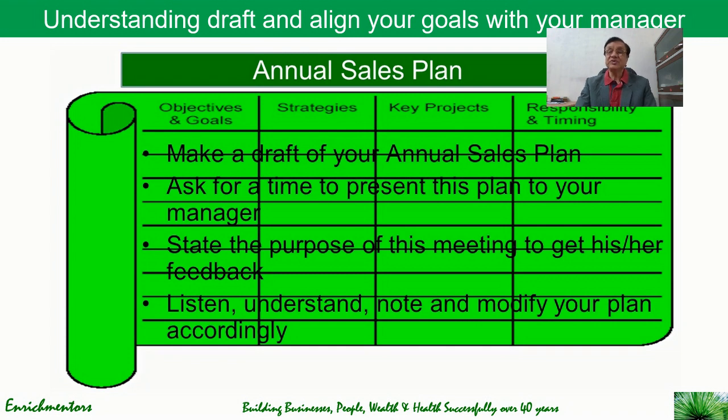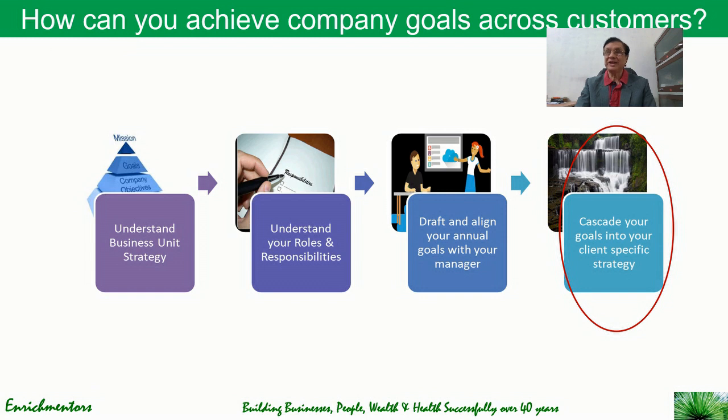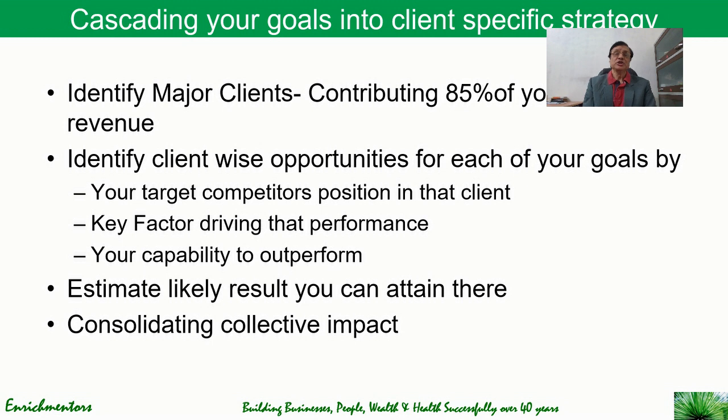The last stage, once you have an agreed plan for yourself, is to cascade your goals into the client-specific plan. So how do you do that? Any thoughts? Okay. So what you do is you start by identifying your major clients. Major clients meaning accounting for 85% of your sales revenue or profits, depending on what the guidance from your manager is.